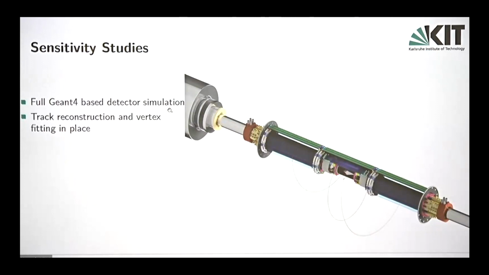Now I come to the sensitivity studies. This will be all phase 1, because the design of phase 2 is not yet fixed. But for phase 1, we have a full Geant4-based detector simulation. We have all the track reconstruction and vertex fitting algorithms in place. We have some sort of analysis scripts there. So basically, this part is more or less done.